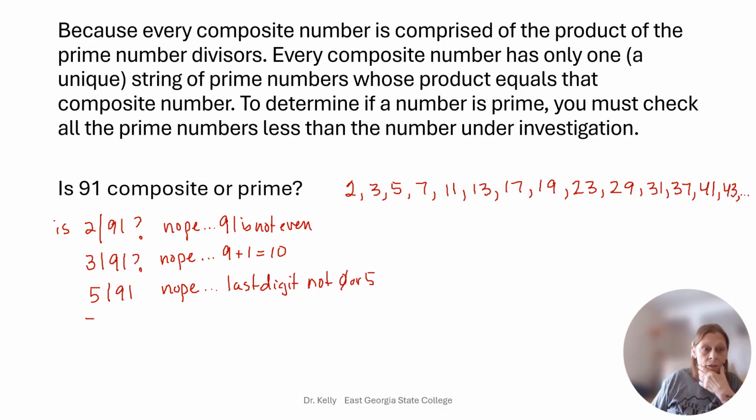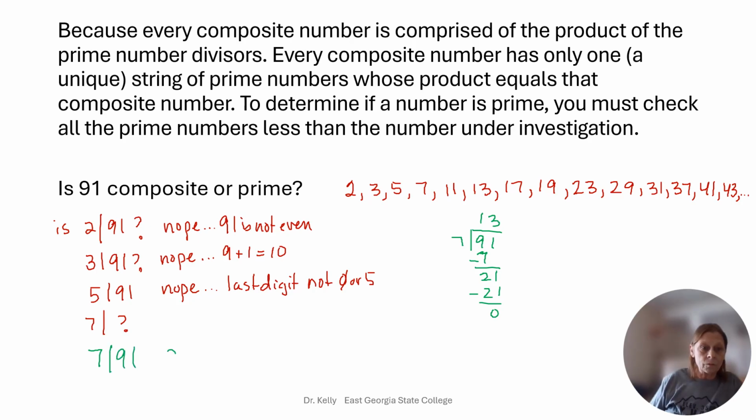Okay. 7. Well, I don't know about that. We might actually have to try 7 out over here. That's not one that's got any clear rules to it. And let's go 7 into 91. 7 goes into 91 once. Bring down the 7. 21. Oh, yay! So this is yes. 7 divides 91, so 91 is composite. Once you find one, that's it. There's no need to go any further.